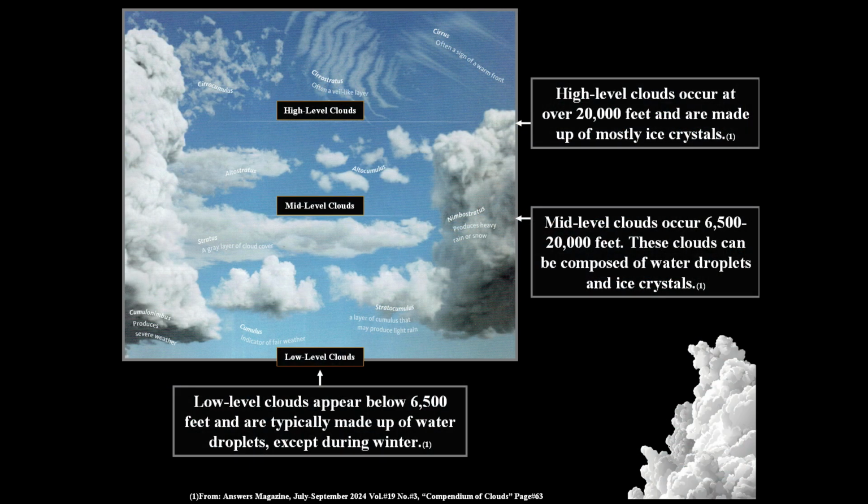And again, the high level clouds occur at over 20,000 feet and are made up of mostly ice crystals. And then the mid-level clouds occur at 6,500 feet to 20,000 feet. These clouds can be composed of water droplets and ice crystals. And then the low-level clouds appear at 6,500 feet and are typically made up of water droplets, except during winter.